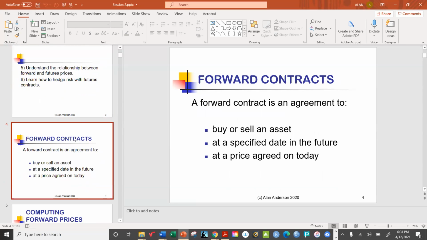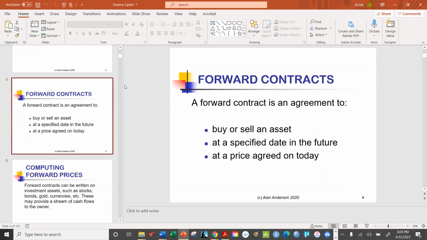So why don't we start at the beginning with a quick review of forward contracts. You'll recall from last week that a forward contract is simply an agreement to either buy or sell an asset at a specified date in the future where the price is determined today. So you're locking in the price at which you're allowed to buy or sell something in the future.